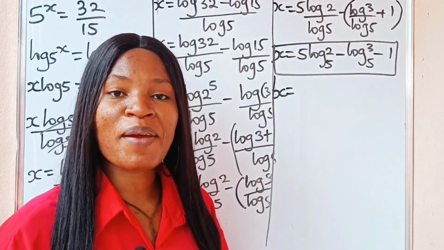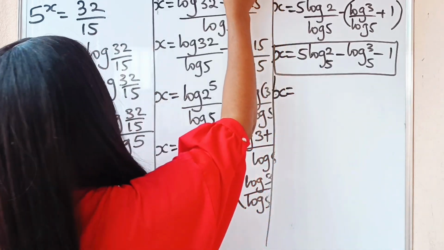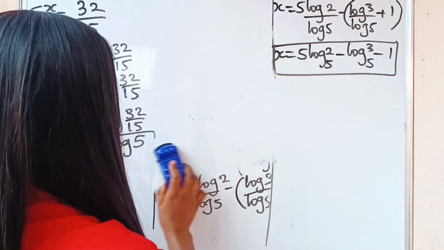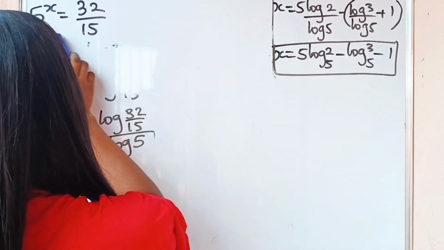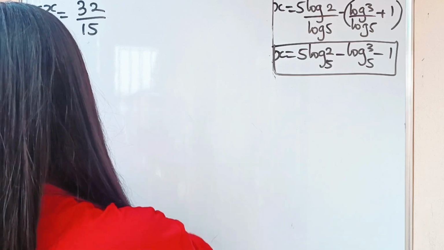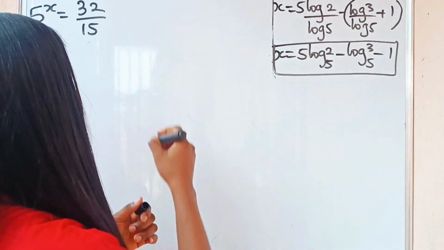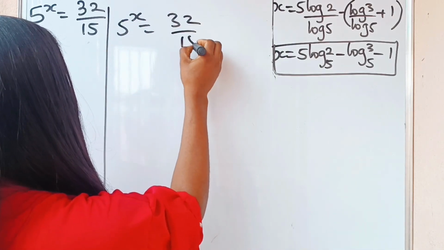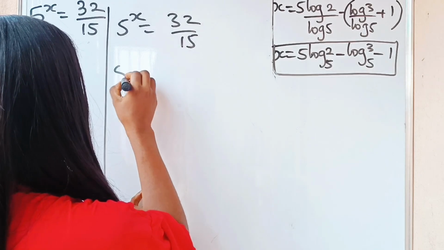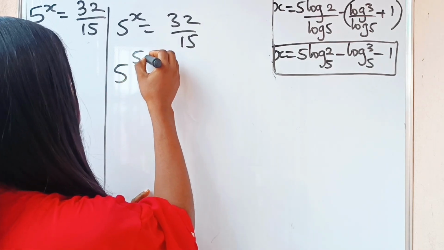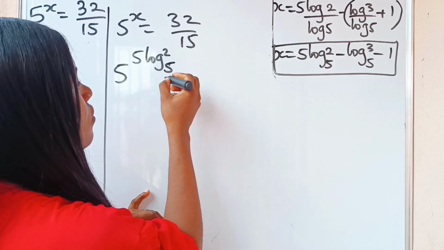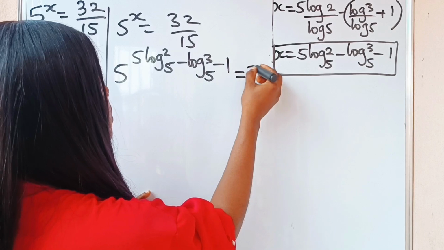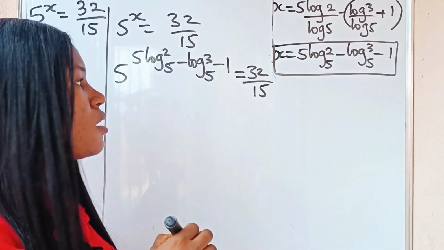Now to the most interesting aspect of this video. Let's go ahead and prove that the answer is correct. So I'm going to clean this side of the board. So we are told, let's see if it is really true. If we got the answer right, that 5 to the power of x is equal to 32 divided by 15. Let's see if that is true. Now our x is 5 multiplied by log 2 base 5 minus log 3 base 5 minus 1 is equal to 32 divided by 15.